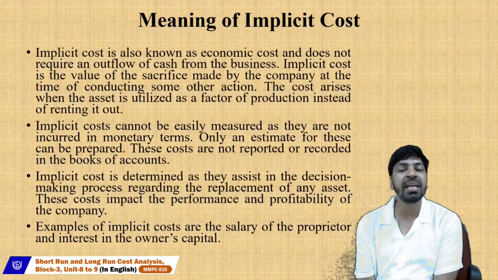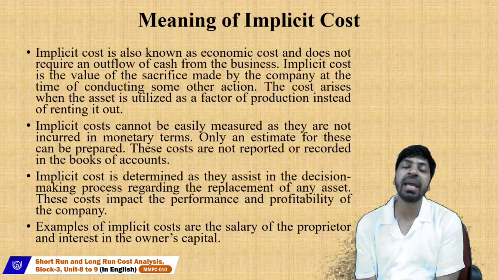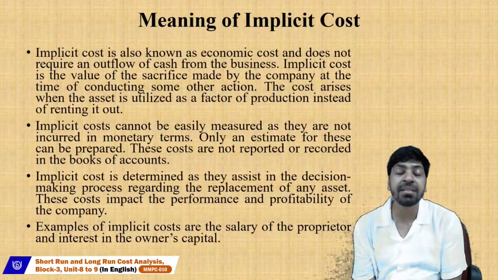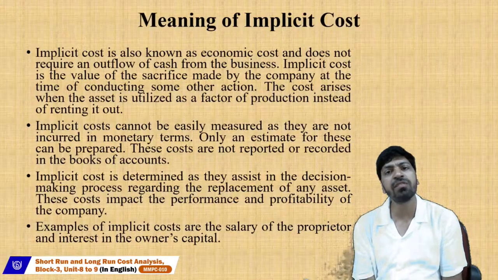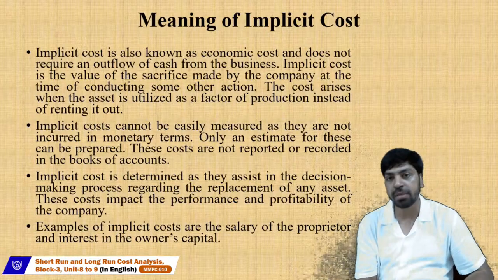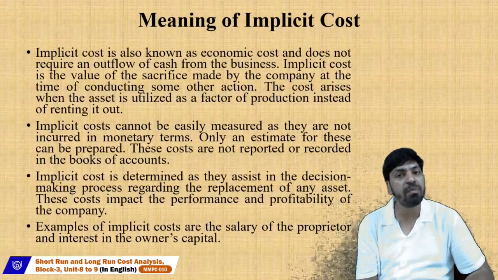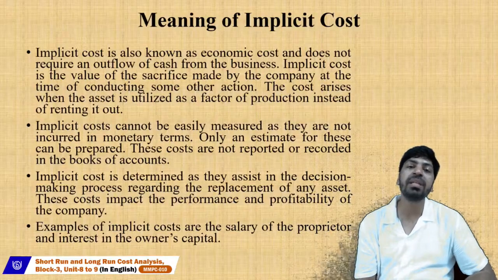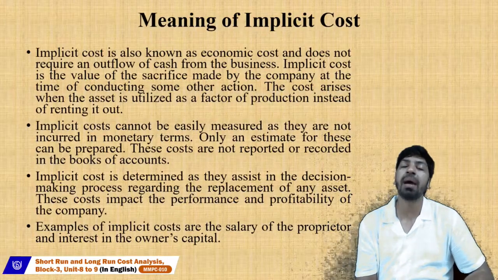Implicit cost is determined as it assists in the decision-making process about the replacement of any asset or the repairing of an asset. When such a cost arises at a certain point of time, that becomes the implicit cost. These costs actually influence the performance and profitability of the business organization or company. A few examples could be the salary of the proprietor or the interest on the owner's capital.